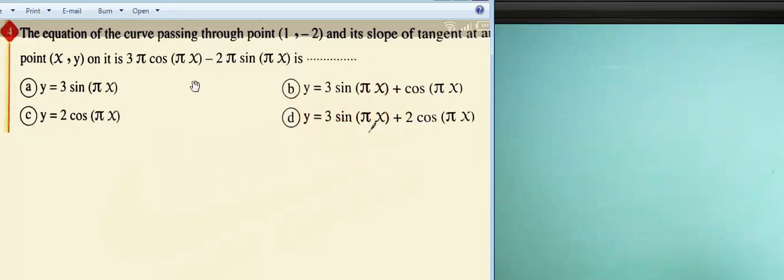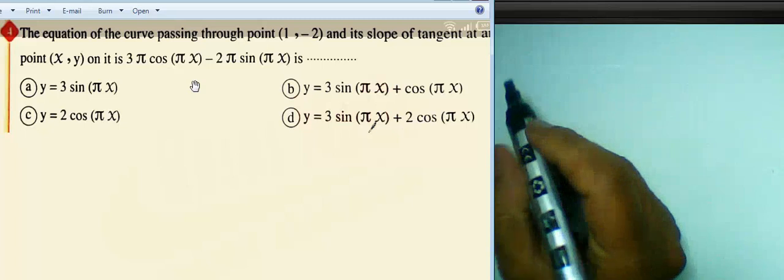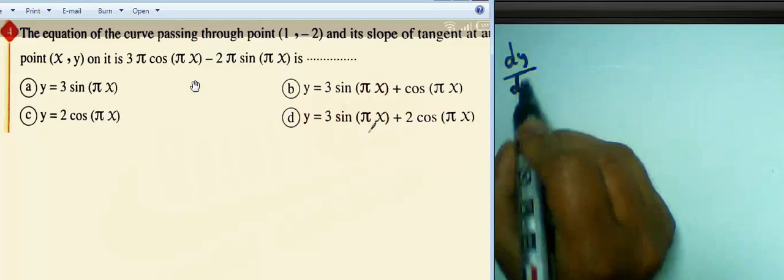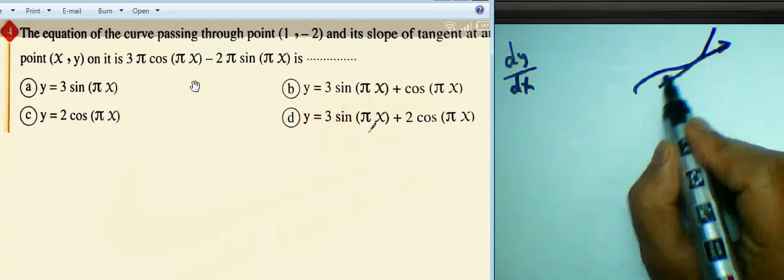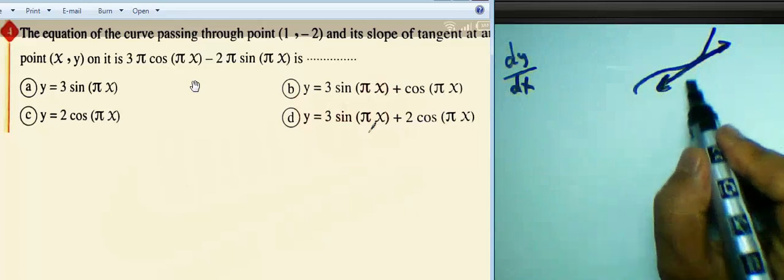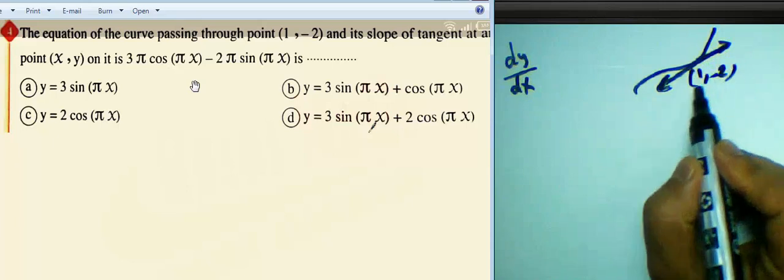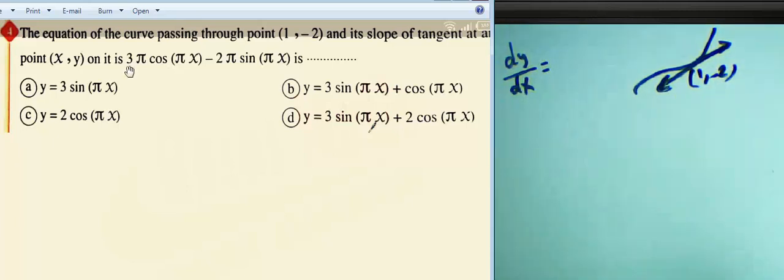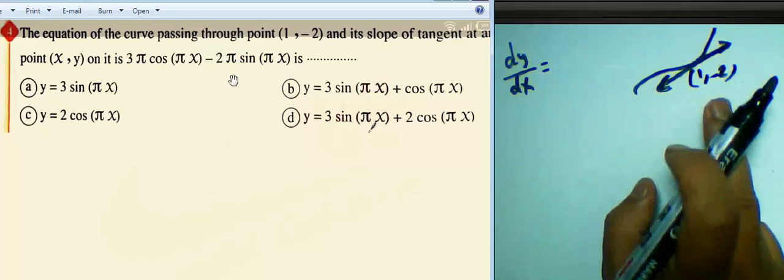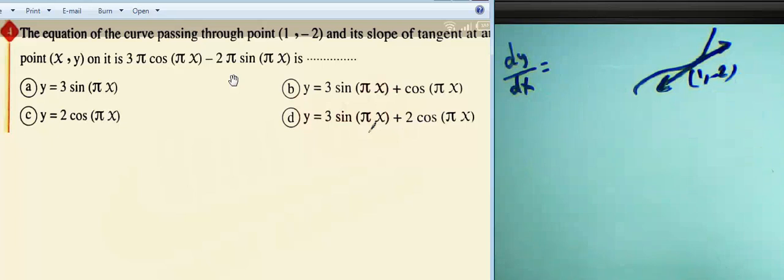We can find the integration of dy over dx. He gives us dy over dx. We have the curve with a tangent, meaning the slope of the straight line equals the slope of the curve at the point (1, -2). So we can integrate this function, 3 cos x − 2 sin x, and then put x equal 1 and y equal -2 to find the constant, and then you can write the equation in the simplest form.